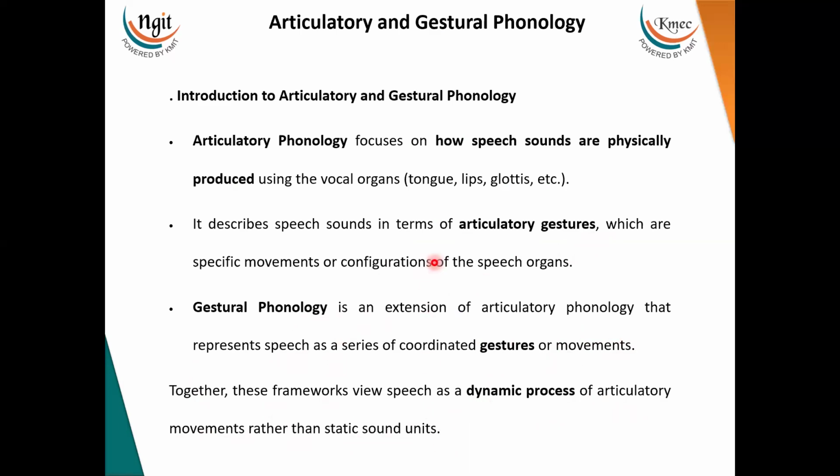Hope you got this. So basically, you know what articulatory and gestural phonology is talking about: how speech sounds are produced using our articulatory organs, and it also describes them in terms of articulatory gestures. So what are these articulatory gestures? Various words are pronounced using various organs, where it might be lip closure, or touching your tongue to your teeth, etc. So now we'll see this.